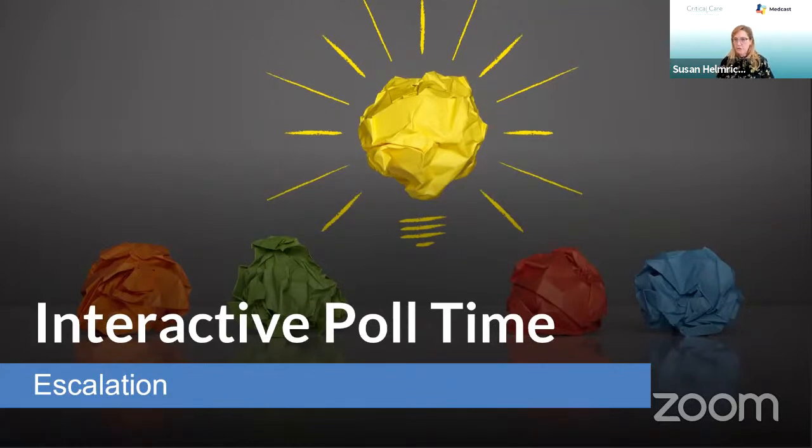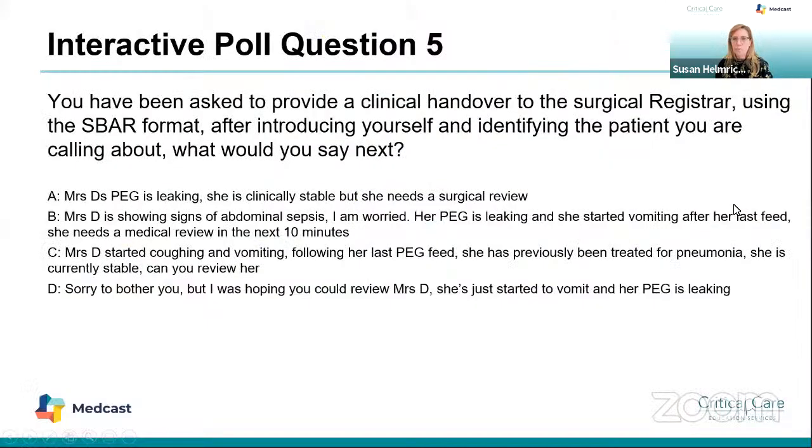So you've been asked to provide a clinical handover to the surgical registrar using the SBAR format. After you've introduced yourself and identified the patient that you're talking about, what would you say next in that handover? So choose from the options.